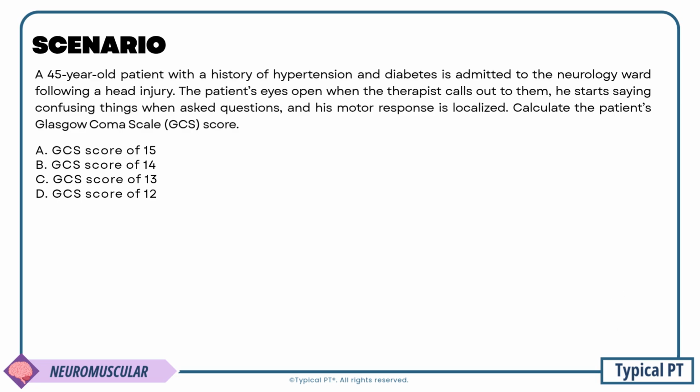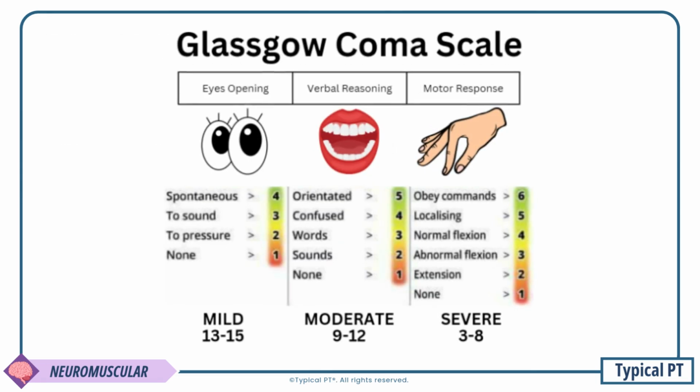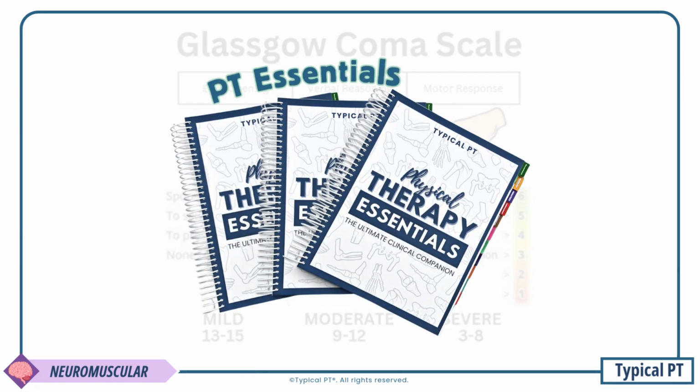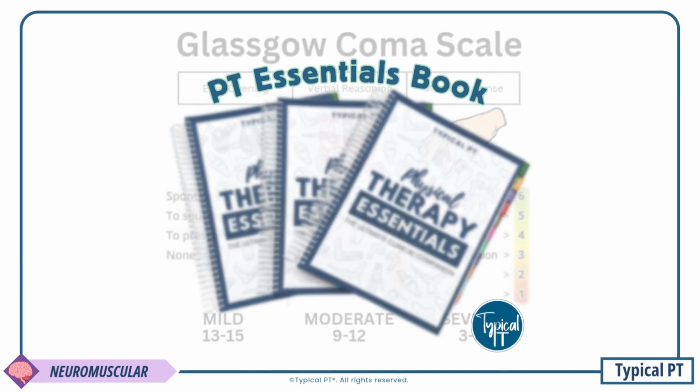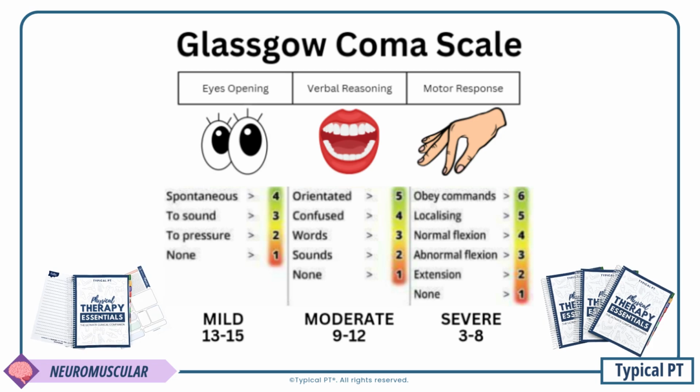Welcome back. The correct answer is D. GCS score of 12. Before we break down the explanation, I want to mention that the infographic shown here is from the Physical Therapy Essentials book from Typical PT. You can find this diagram and other helpful resources inside that book.